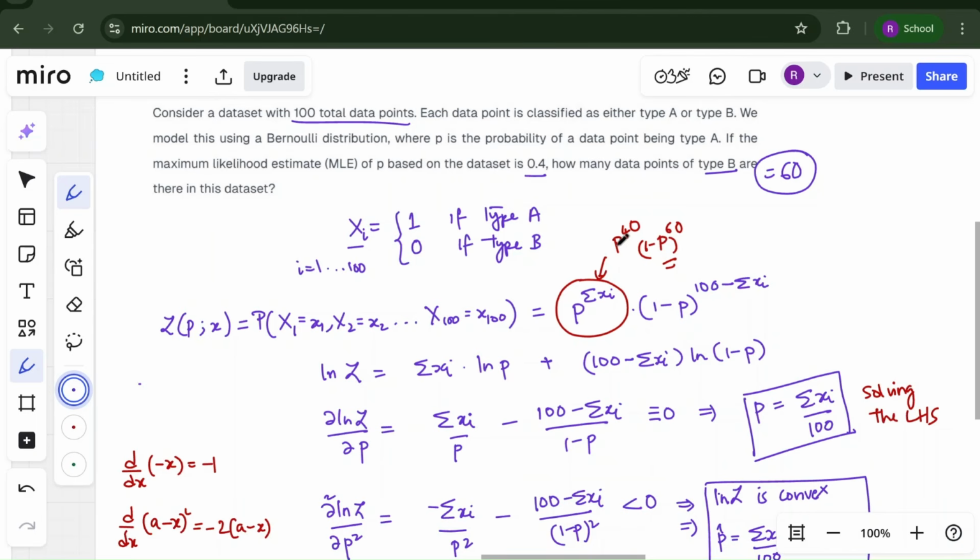0.4 is the maximum likelihood estimate of p. Not of A, of p. Maximum likelihood estimate of p, that is 0.4. The fact that you already know that the maximum likelihood estimate is the average, or the number of data points that correspond to type A, that is a second matter. If you know it already, then you can directly apply it.